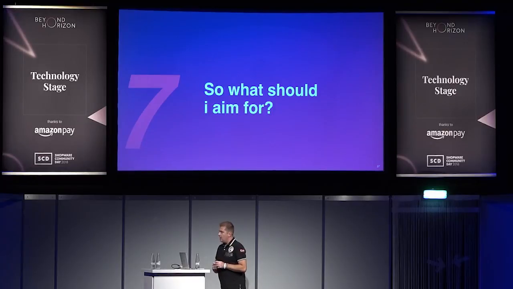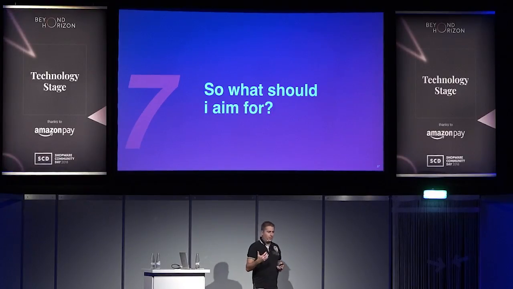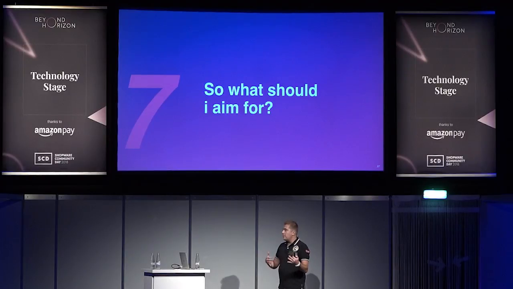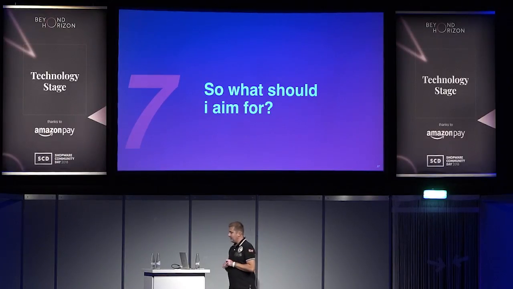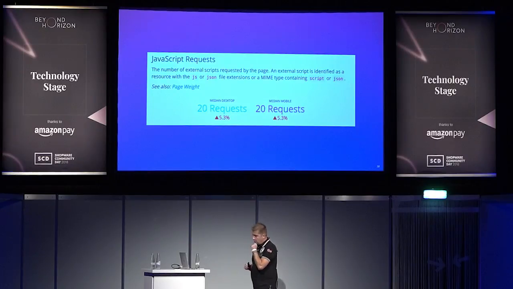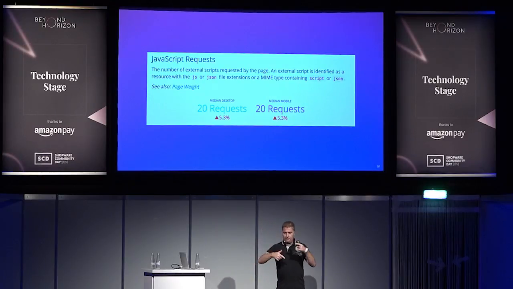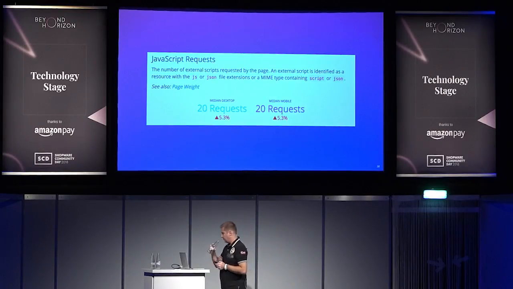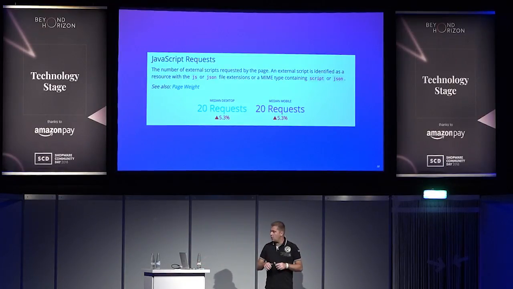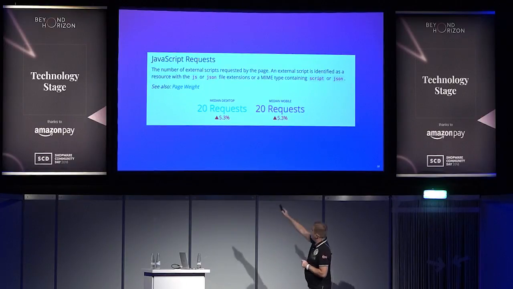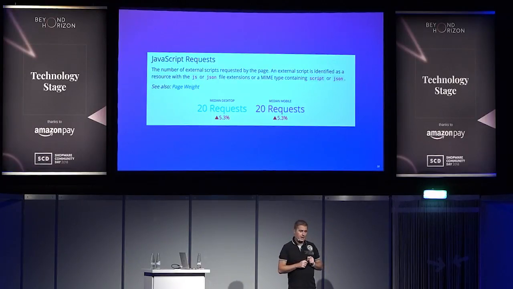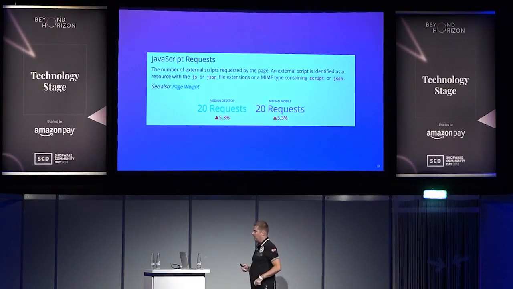So now you ask me, what should I aim for? What are the numbers that are good for me? And there's a database on the internet which basically scans the top 1 million domains of the internet and then calculates averages of that. And the averages of all of them in terms of, for example, JavaScript. So this means on desktop, the average is 20 JavaScript requests per page. And the average for mobile is also 20 JavaScripts per page.